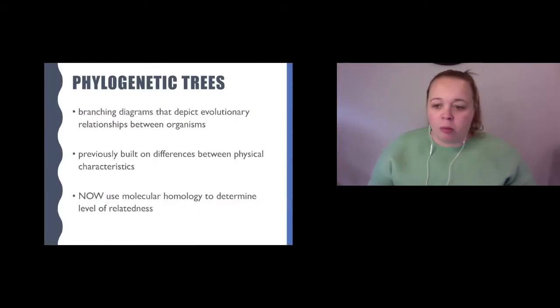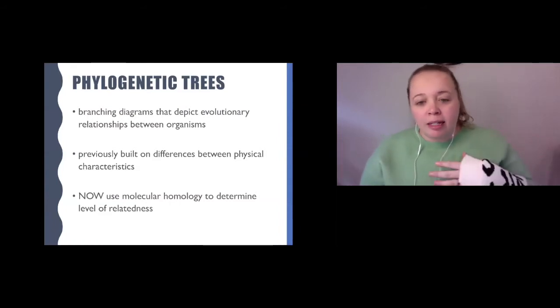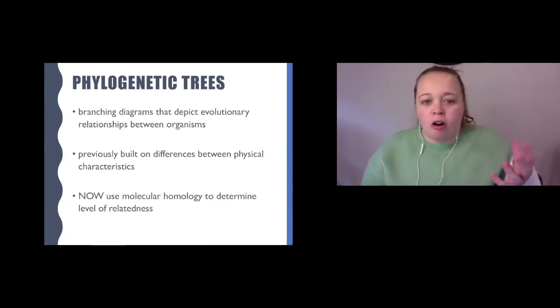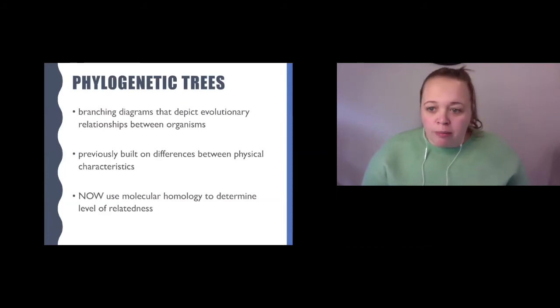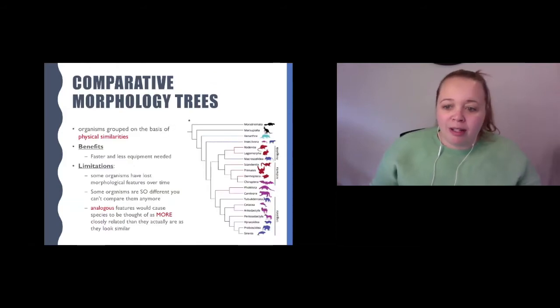Let's get started. So what are phylogenetic trees? This is at the top of page 6. These are any kind of branching diagrams that can depict evolutionary relationships between organisms. They give us a sense of when things diverged and which things are more closely related to each other. Previously we built them on differences between physical characteristics, and that's what we're going to focus on first, which is in your notes. And now they use molecular homology to determine how related two species are to each other. And we're going to look at some benefits and disadvantages for those.